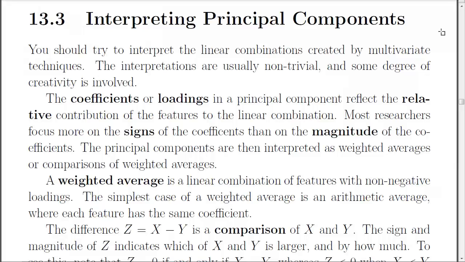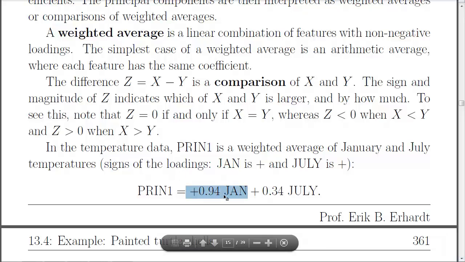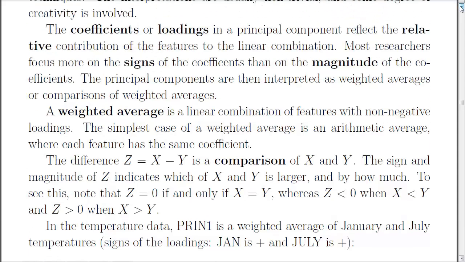I think if you're going to use principal components, you should always try to interpret those linear combinations. Sometimes the interpretation is fairly tricky, and sometimes it's straightforward. There's some degree of creativity involved in making sense of what these linear combinations mean. So the coefficients in the loadings of a principal component decomposition, these numbers here in front of each variable, they reflect the relative contributions of features to the linear combination.